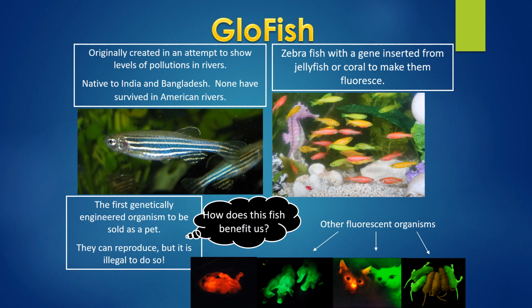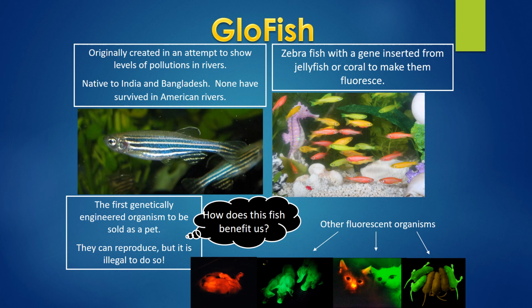This is a glowfish. So they were originally created to show the levels of pollution in rivers. They are just your regular zebrafish on the left. They have had a gene inserted from a jellyfish or coral that make them fluorescent. So they have literally had their genes altered to make them glow.